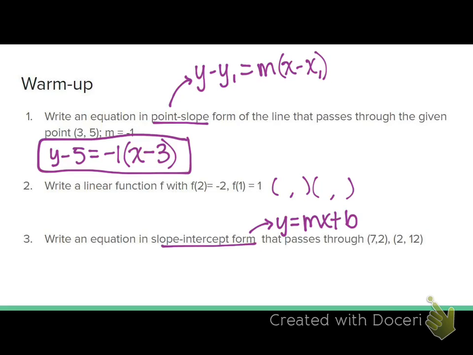f of x equals. All I need to know is what goes in these points. 2 and -2, 2, -2 is one of them. And the other one is 1, 1.